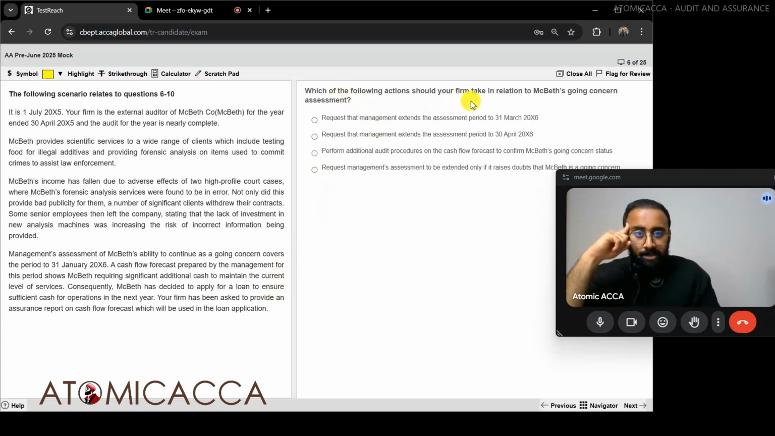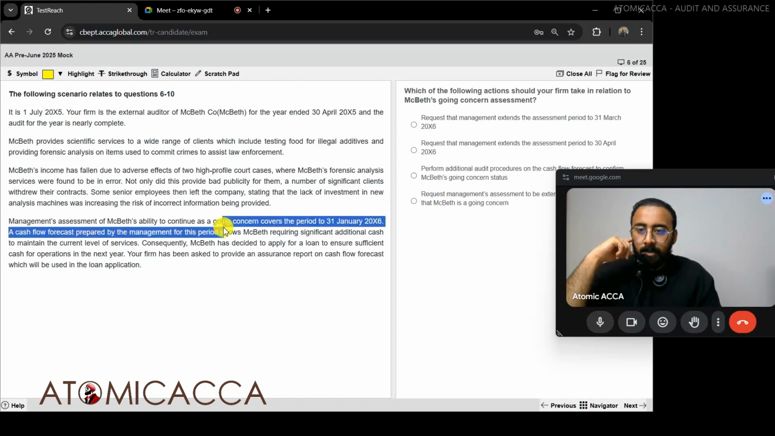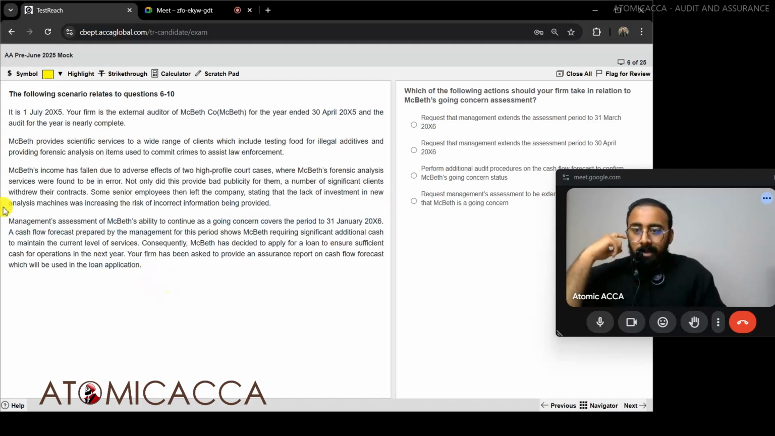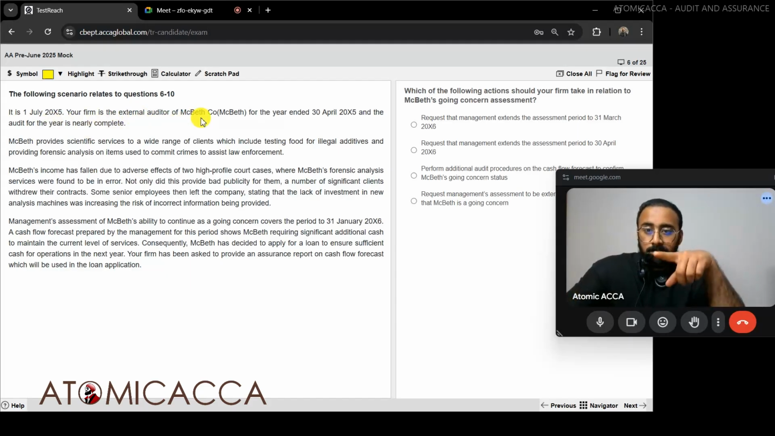Which of the following actions should the firm take in Macbeth? What is Macbeth? This is question number 6, a new case study. Okay, so let's read the case study. It is 1st July 20x5. Your firm is the external auditor of Macbeth Company for the year ended 30th April 20x5. Okay, the year end is over and the audit for the year is nearly complete.